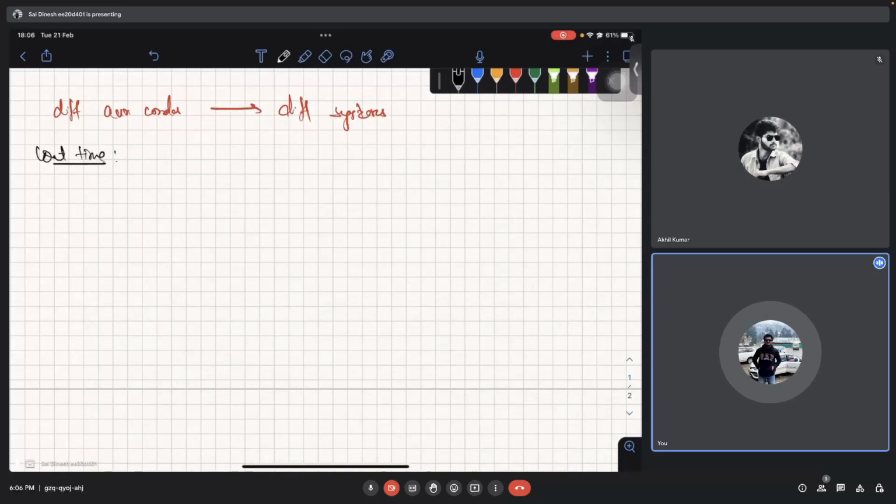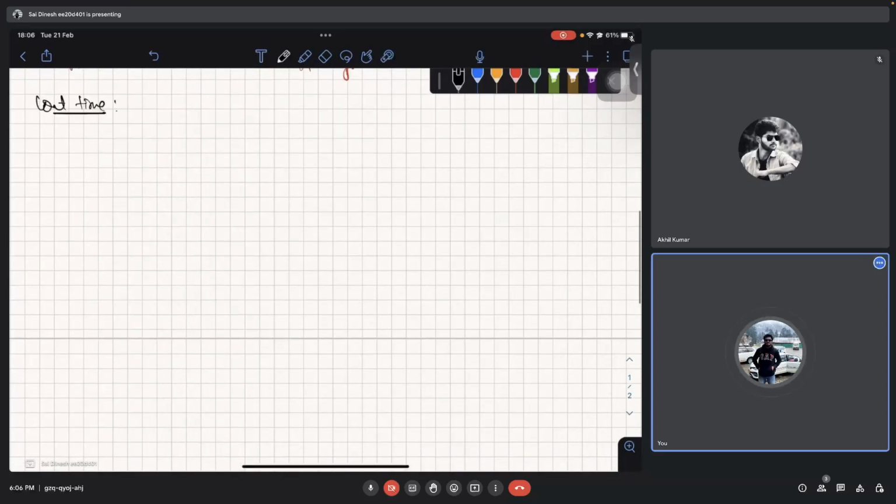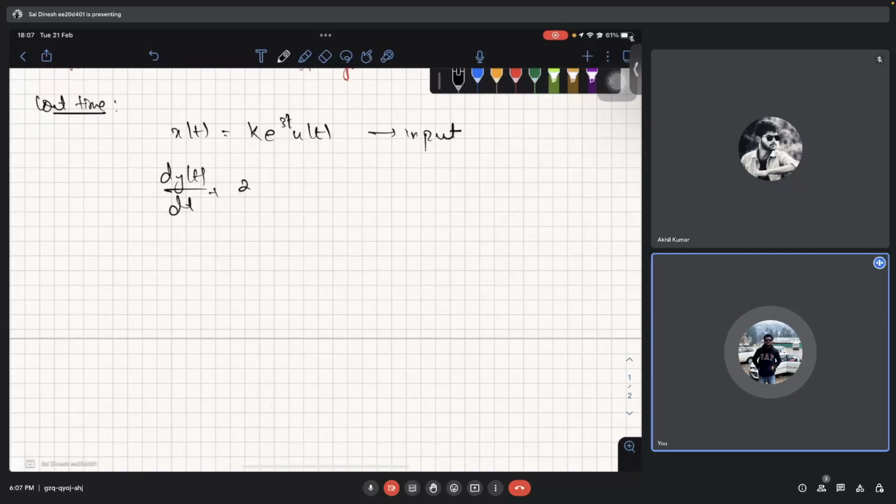Let's take an example in continuous time, from the textbook. Let's say we have a system governed by the differential equation dy(t) by dt plus 2 times y(t) is equal to x(t). This is the LCCD equation of the system, and the input is x(t) equal to K e^(3t) u(t).